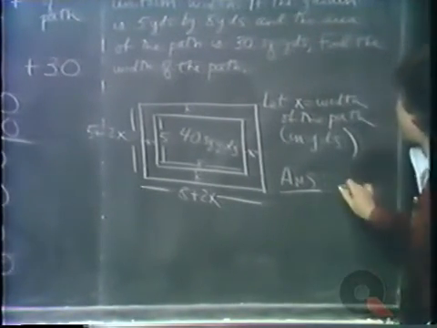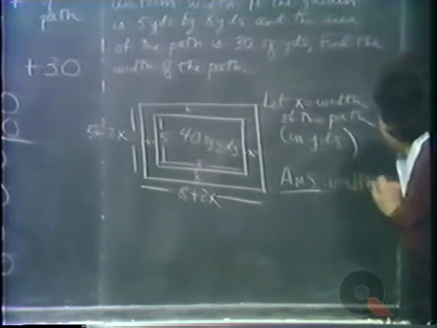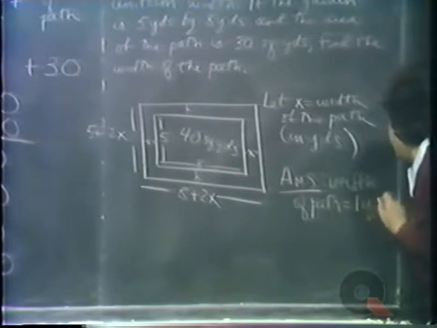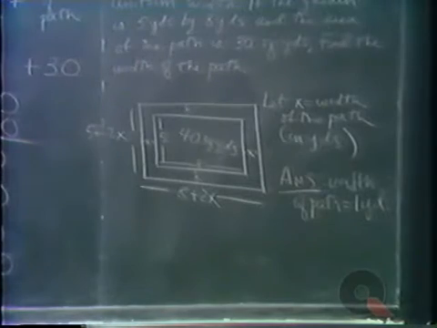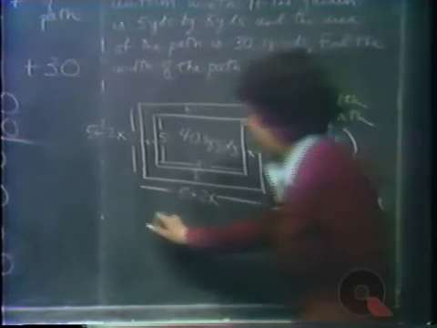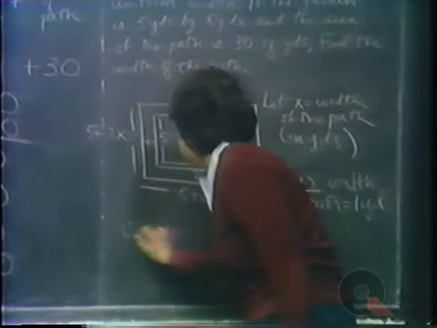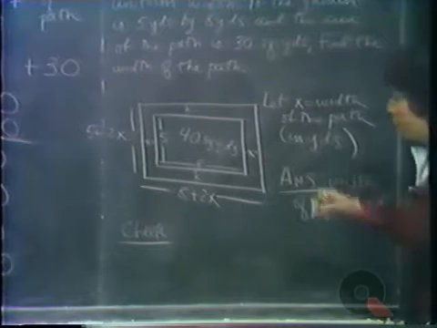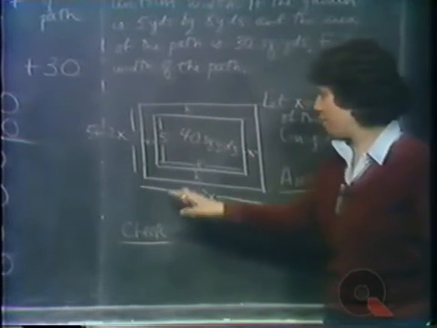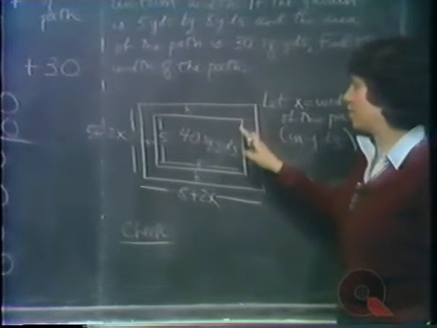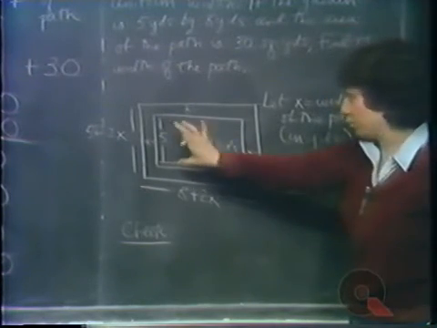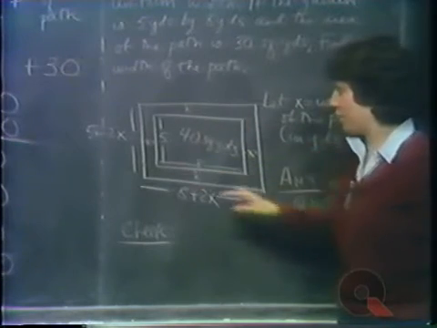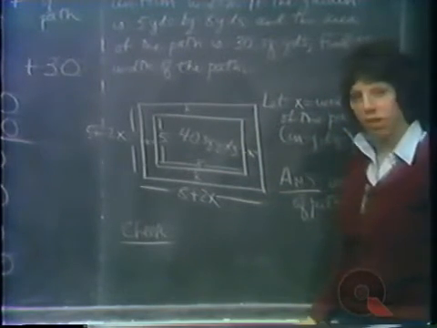If x is equal to 1, x is the width of the path in yards, our answer would be, find the width of the path. The width of the path is 1 yard. And now we have to check to make sure we have found the correct solution. We know that the area of the path is 30 square yards, and the area of the actual garden itself is 40 square yards. So the area of the large rectangle should be 70 square yards.